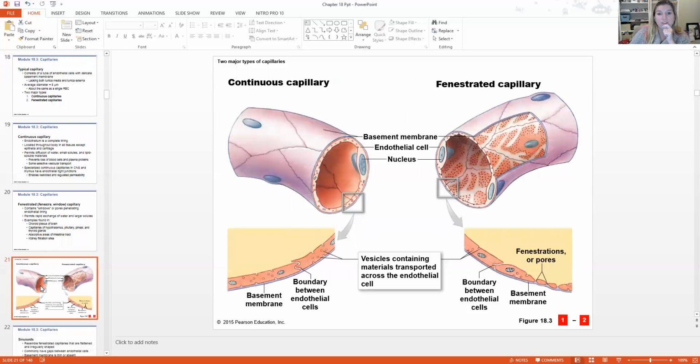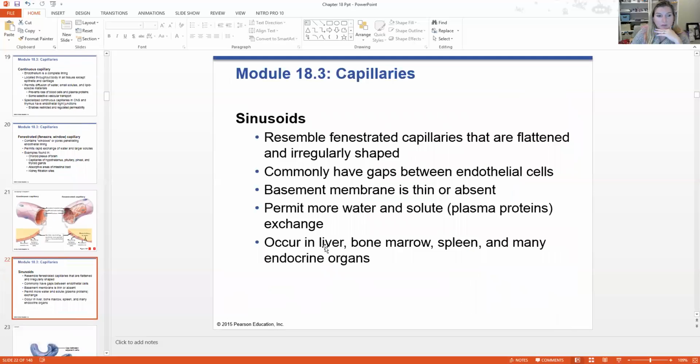So here you see the big difference between a continuous capillary and a fenestrated capillary. The fenestrations, or the windows, allow for rapid exchange of solutes. The continuous is just a little bit more of a lengthy process because the substances have to hop through those endothelial cells.